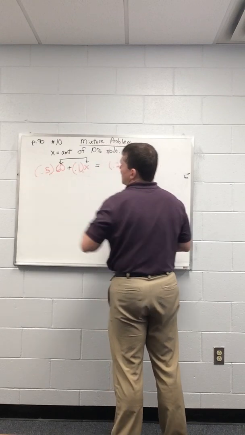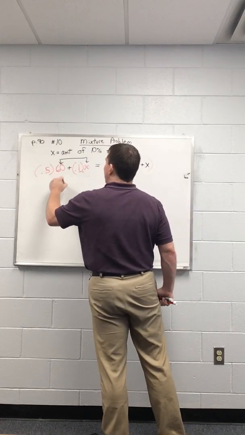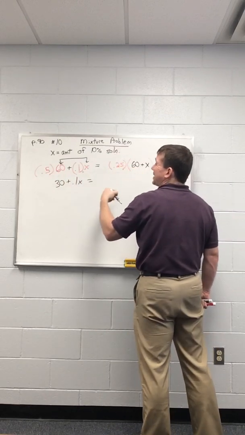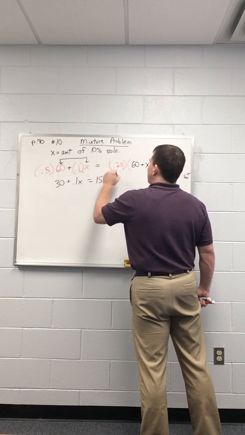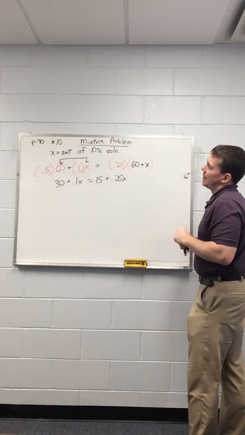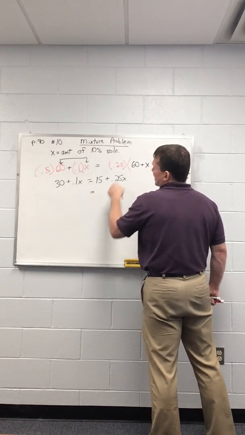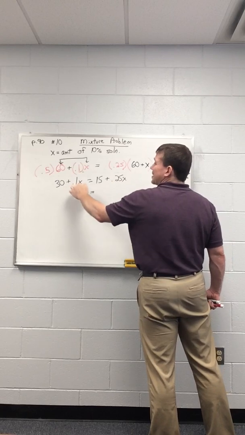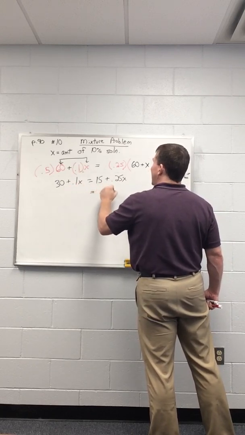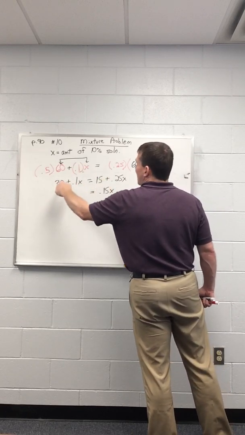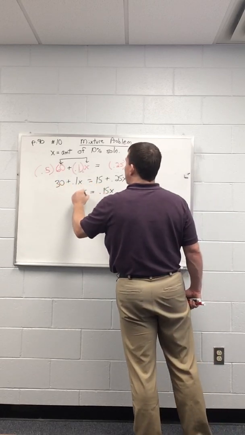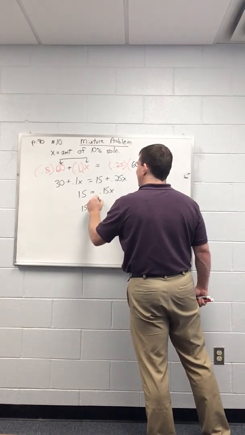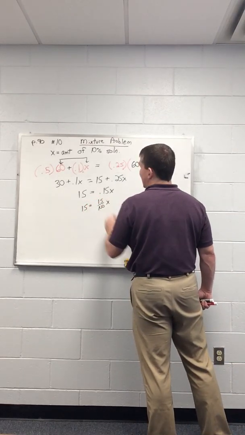0.5 times 60, that's 50% of 60, which is 30, plus 0.1x equals 0.25 times 60, a quarter of 60 is 15, plus 0.25x. And now solve that. Since 0.25 is bigger than 0.10, I'm going to bring this x over. 0.25x minus 0.1x is 0.15x. Subtract the 15 over. 30 minus 15 is 15. And I get 15 equals 0.15x. And really quickly, that means 15 equals 15 over 100 x.